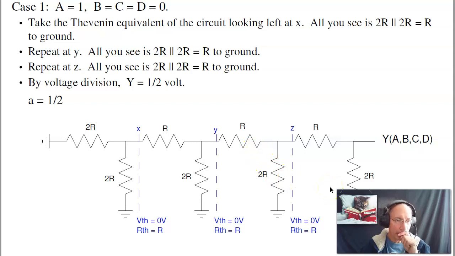Now at the output, by voltage division, I just have Y, or 1 volt, going through 2R to ground. The output is 1/2 volt. So the scalar A is 1/2.